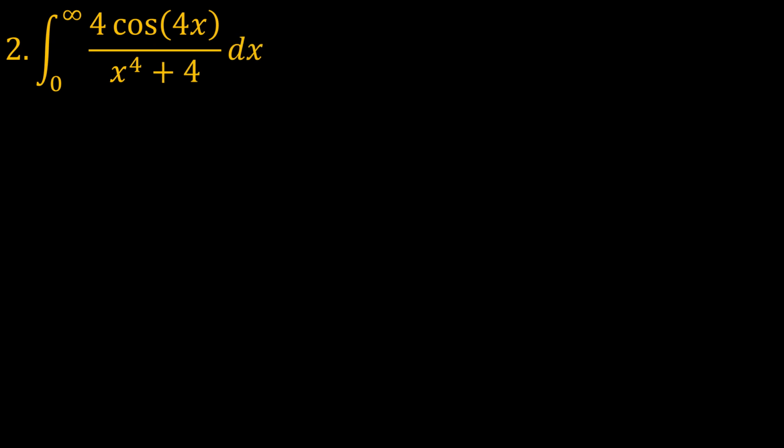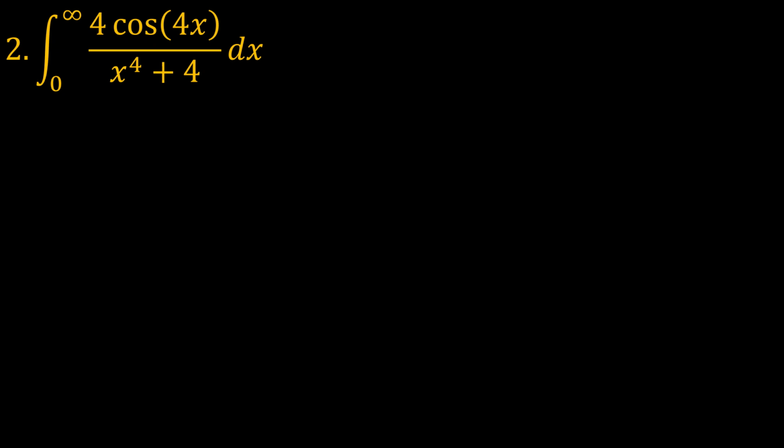So problem number 2, the definite integral from x equals 0 to x equals infinity of 4 cosine 4x over x to the power 4 plus 4. So this is certainly interesting. One thing we may want to do is express using Euler's identity.